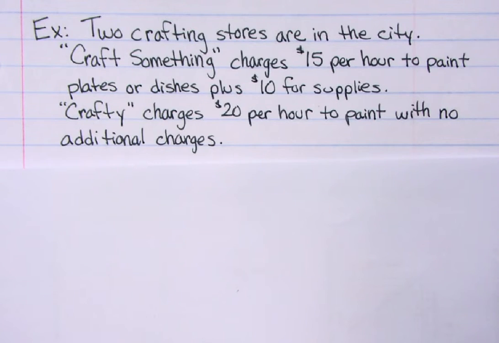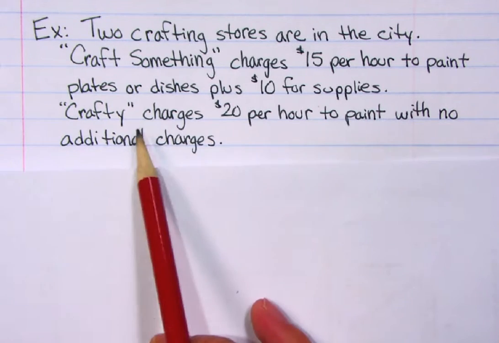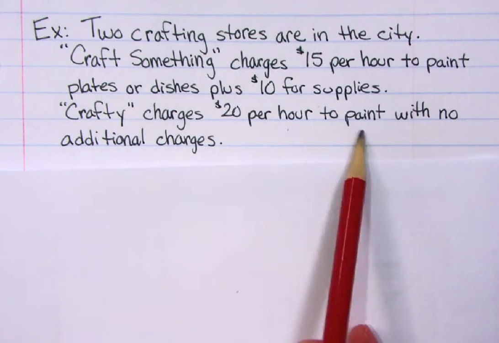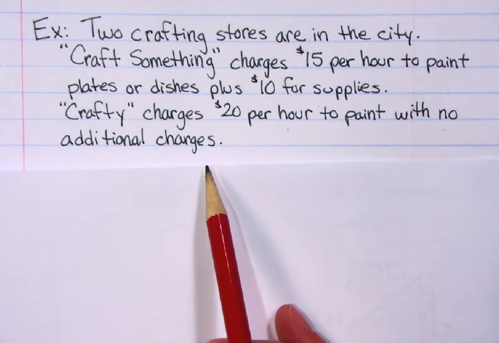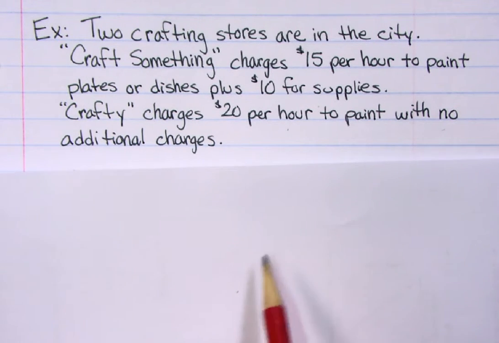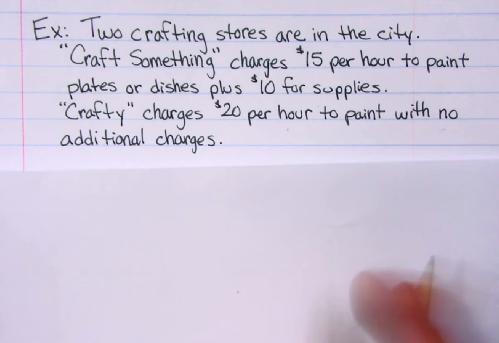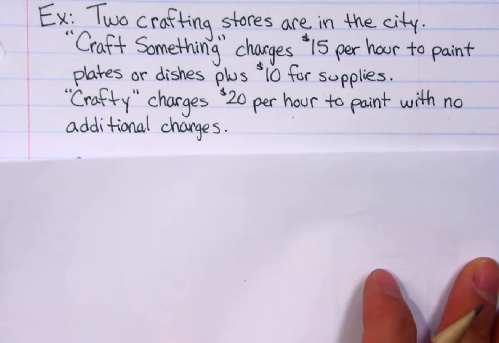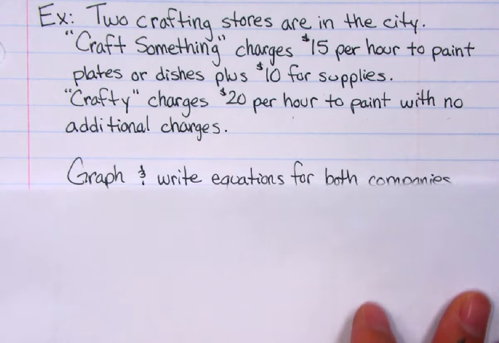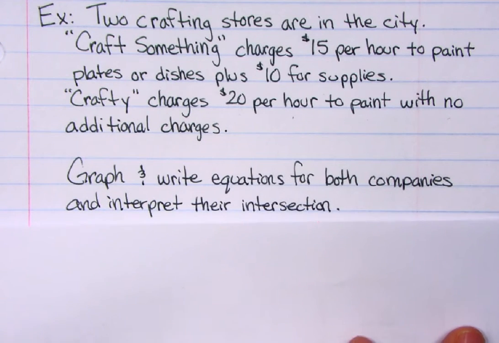So the best way I think to explain this is through an example. Two crafting stores are in the city. Craft Something charges $15 an hour to paint plates or dishes, plus an extra $10 for supplies. Crafty charges $20 per hour to paint, but they have no additional charges. So this is like a Color Me Mine. If you've ever been or seen something like that, you can go in, buy some pottery, and you can paint it and spend time doing whatever you want, and then they will make it a completed plate for you. All right, so graph and write the equations for both companies and interpret their intersection.